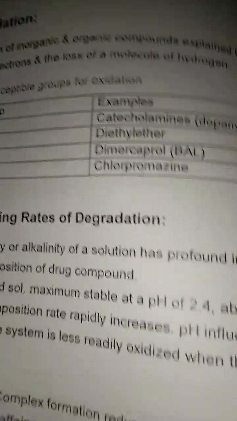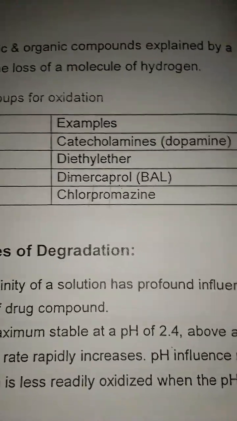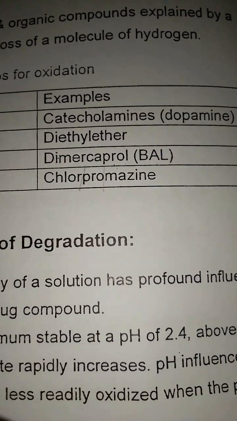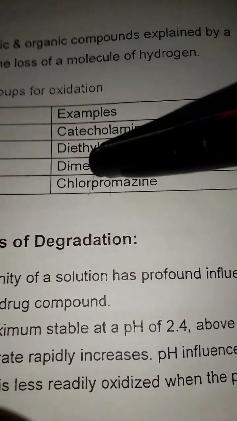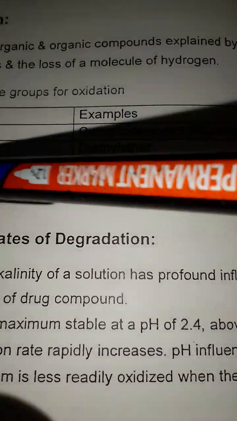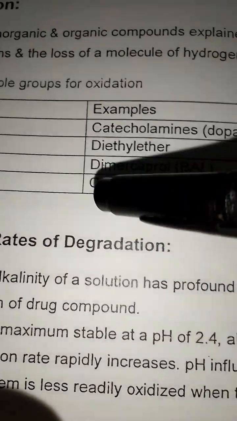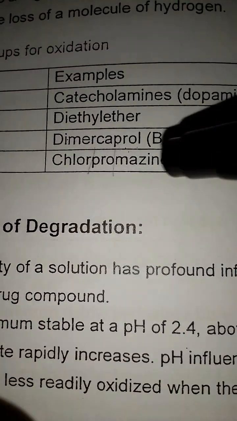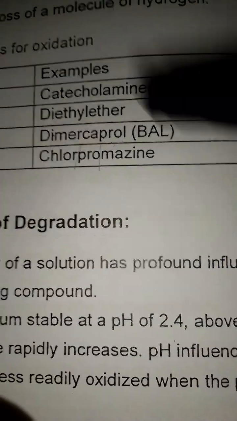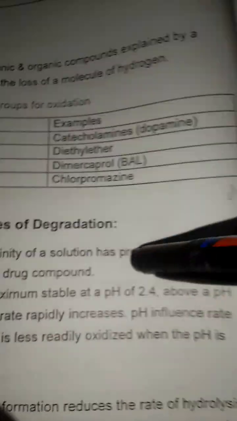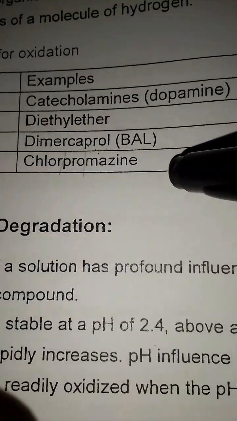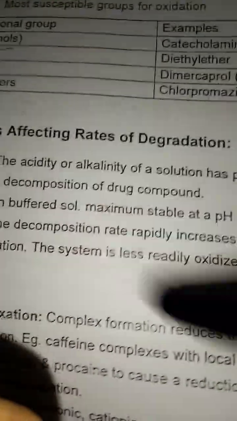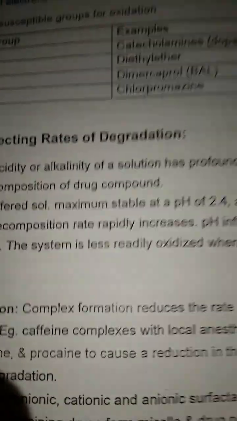Oxidation. Oxidation of inorganic and organic compounds is explained by a loss of electrons and the loss of a molecule of hydrogen. Most susceptible groups to oxidation, functional group and examples. Catechols, examples: catecholamines, dopamine. Ethers: diethyl ether. Thiols: dimercaprol, BAL. Thioethers: chlorpromazine. Factors affecting rates of degradation.